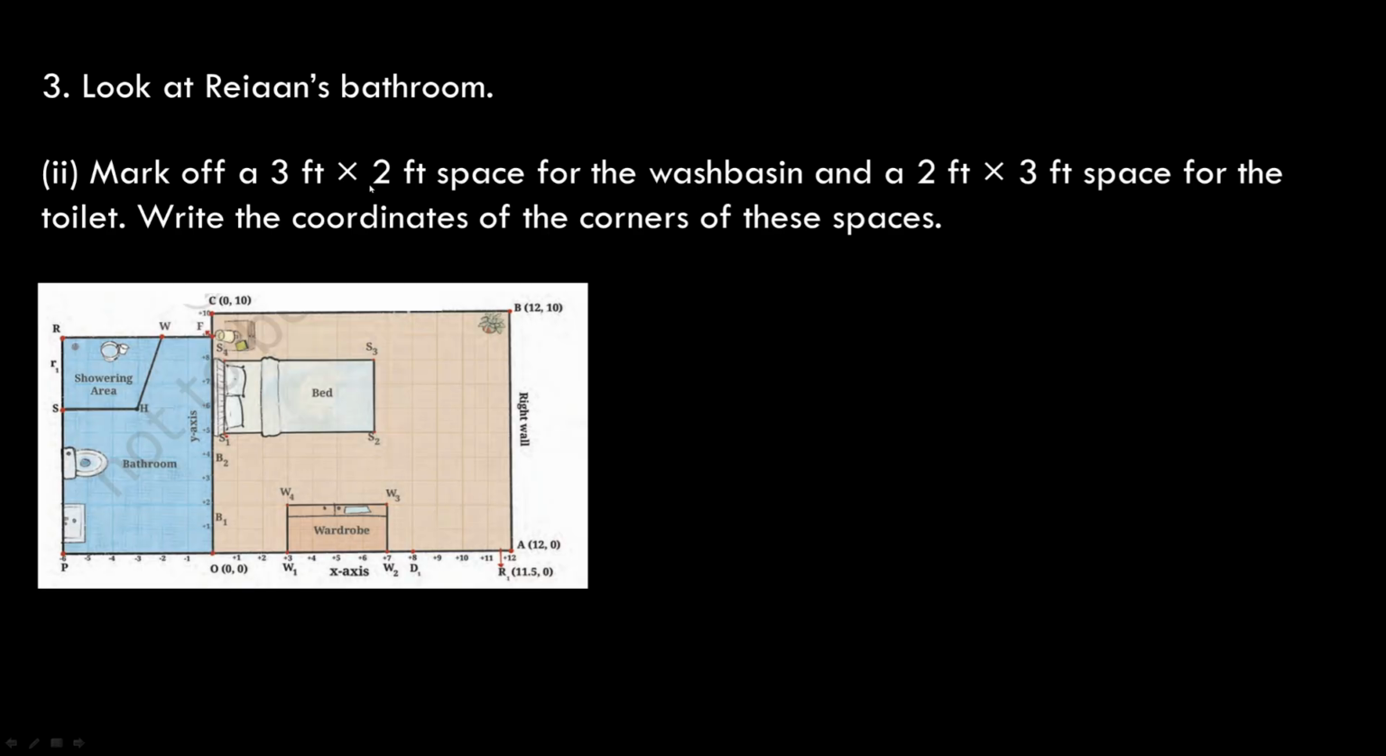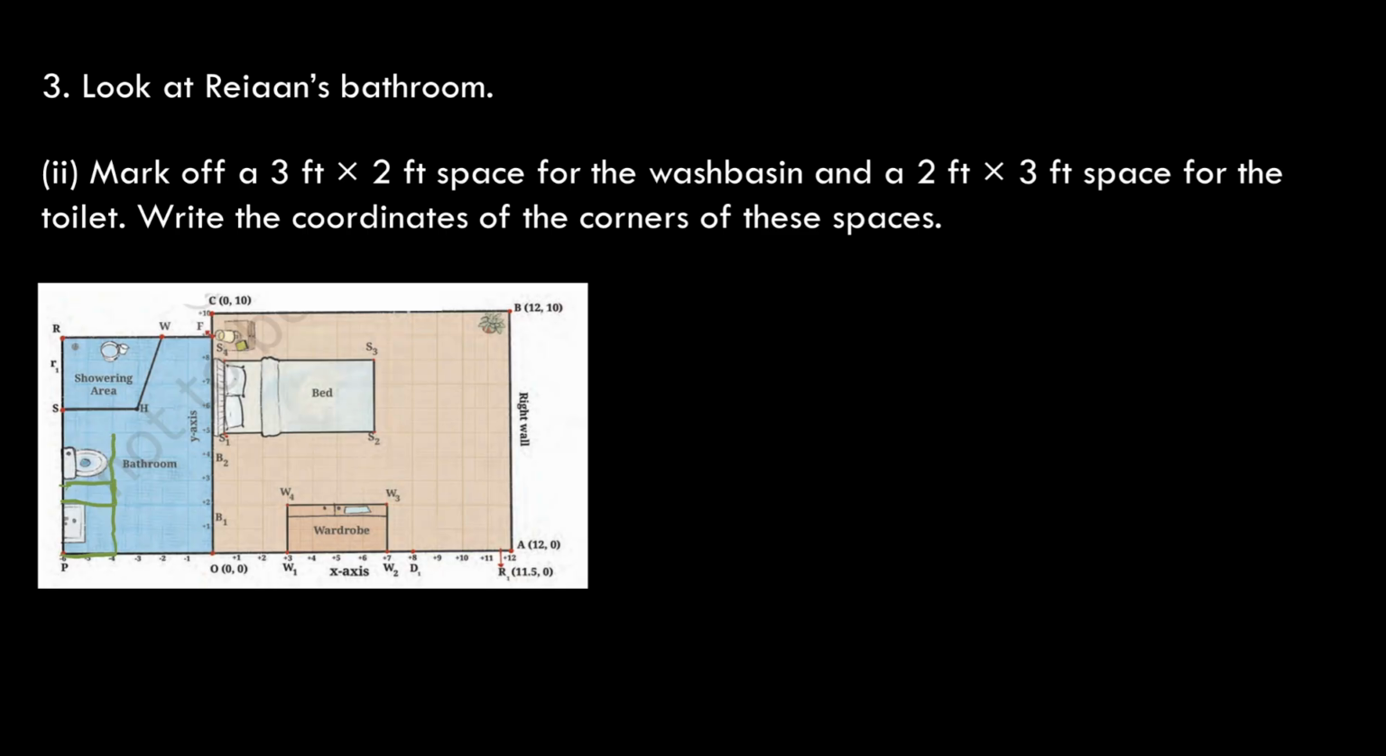Mark a 3 feet into 2 feet space for the wash basin and 2 into 3 feet space for the toilet. Write the coordinates of the corners of the spaces. So let's draw this. 3 feet times 2, so we're going to make 2 in here and 3 in this side. 1, 2, 3. So you can see this is the area, 3 into 2 feet for the wash basin and 2 into 3 feet space for the toilet. So now I cannot think of any other way to do it. So let's do it like this. 1, 2, and then 1, 2, 3.